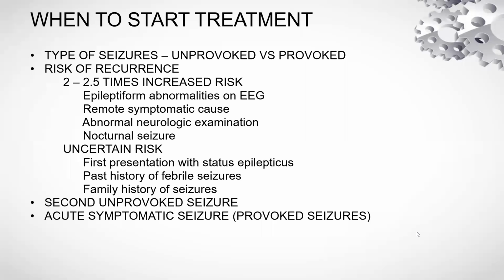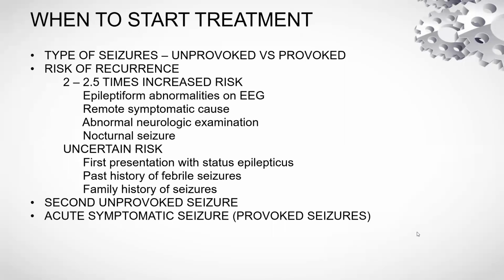A provoked seizure is one which is caused as a direct result of either brain insult or a systemic insult. Brain insult, the examples of brain insult would be acute stroke, head trauma, or encephalitis, while the examples of systemic insult would be, for example, drug intoxication or drug withdrawal like alcohol withdrawal, or metabolic derangements like hyponatremia.